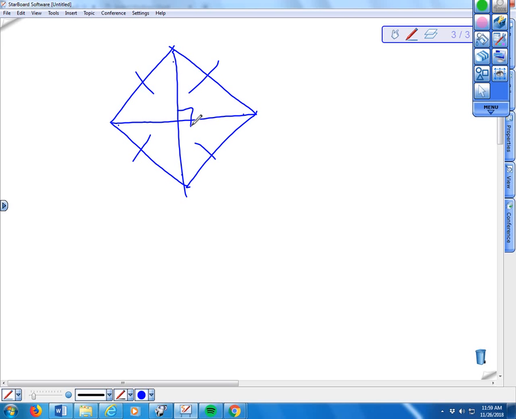Okay? So on your sheet, for a rectangle, are opposite sides parallel? Yes. Are opposite sides congruent? Yes. Are opposite angles congruent? Yes, because they're all 90. Are all consecutive angles supplementary? Yes, because 90 plus 90 is 180. Are all angles congruent? Yes. Are all sides congruent on a rectangle? No.